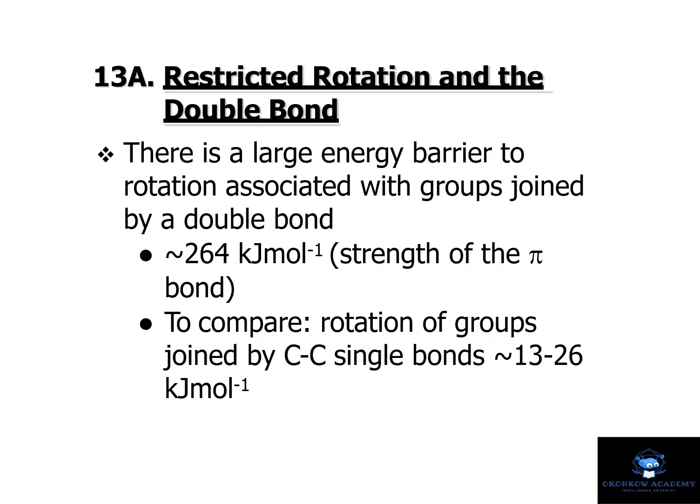That is the strength of the pi bond itself. Compare this to rotation around a carbon-carbon single bond, which costs only 13 to 26 kilojoules per mole. This enormous difference has a profound consequence: geometric isomerism.